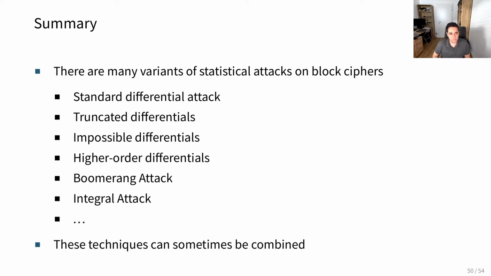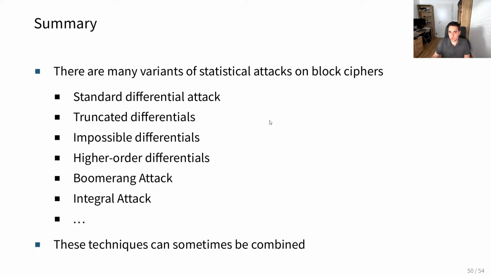Okay, so as a summary, these were the attacks actually. There are many variants of statistical attacks on block ciphers. We heard about standard differential attacks in last week's lecture, but there is actually more to that. There are, for example, these truncated differential attacks or these impossible differential attacks, which we've heard about today. And there are also higher order differential attacks actually, and we will hear about that I think in some of the next lectures, in the algebraic cryptanalysis lecture. And yeah, there's also the boomerang attack and the integral attack, which we've heard about today.